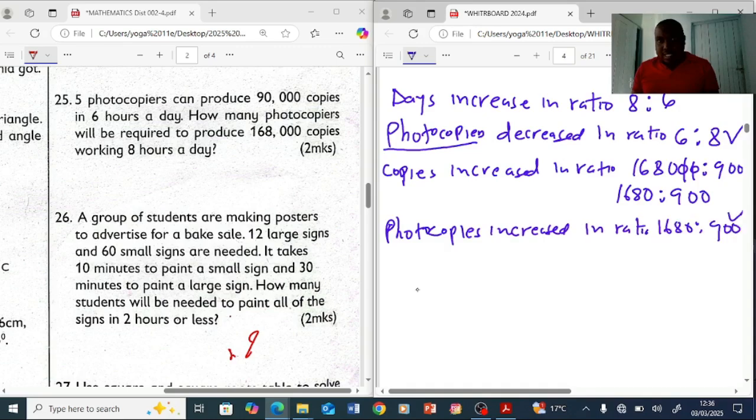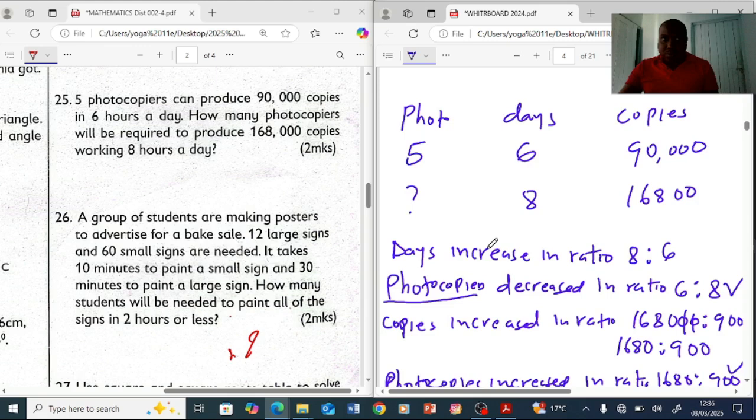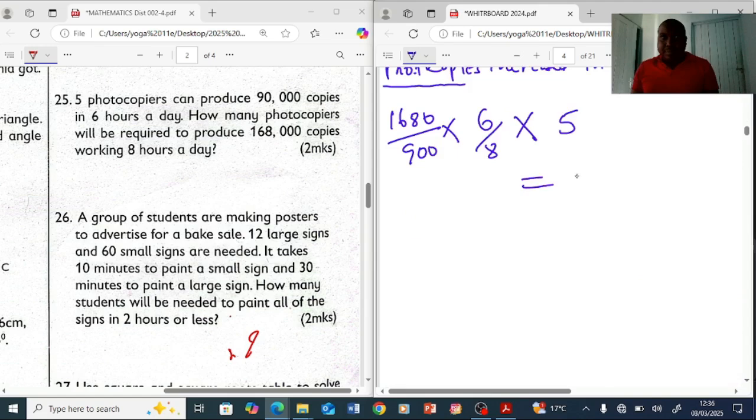Now to get it, take the one that talks about photocopiers, which is 168 over 900 times 6 over 8 times the constant, which was 5. So there were 7 photocopiers. 7 photocopiers.